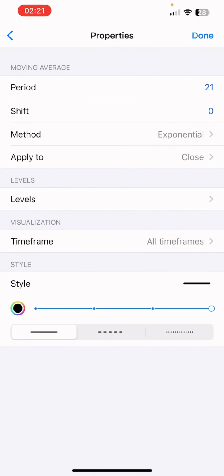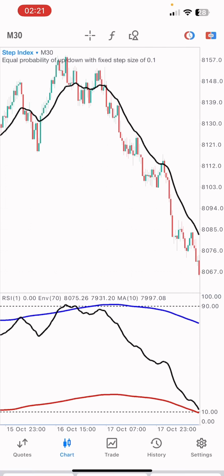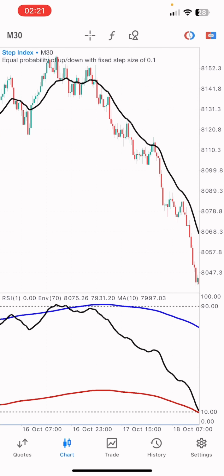So you can watch the video for the first time, and you'll be taking notes. All right, then the shift is 0, the method is exponential. This is going to be close, and let's select black again. Okay, for style, then we have this particular indicator. Hope you guys are understanding this one. So we have arranged our indicator.